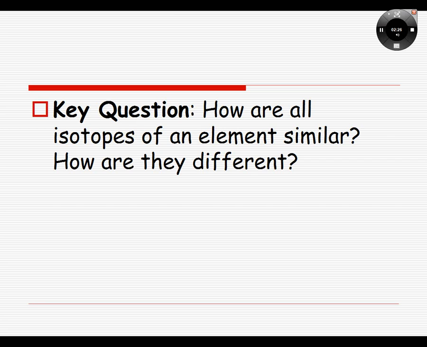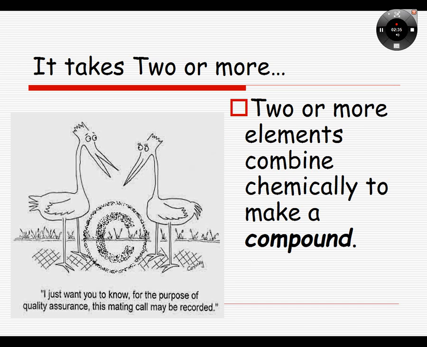How are all the isotopes of an element similar? They're similar because they have the same atomic number, or the same number of protons. They're different because they have a different number of neutrons.